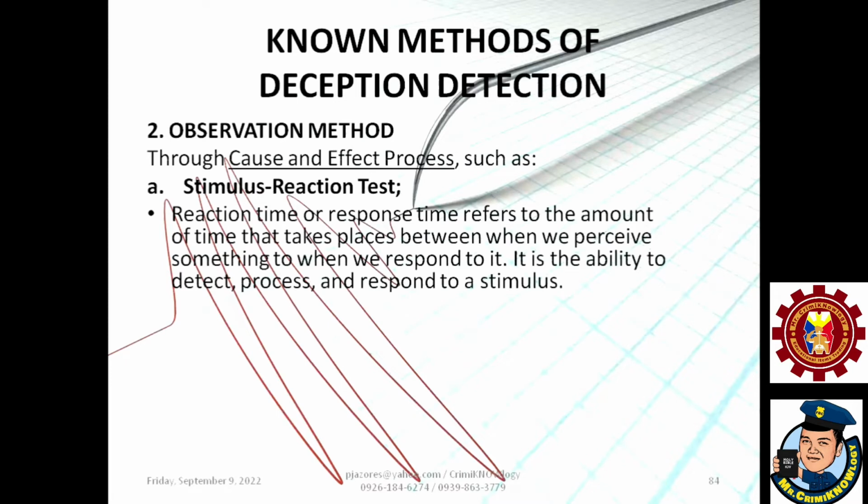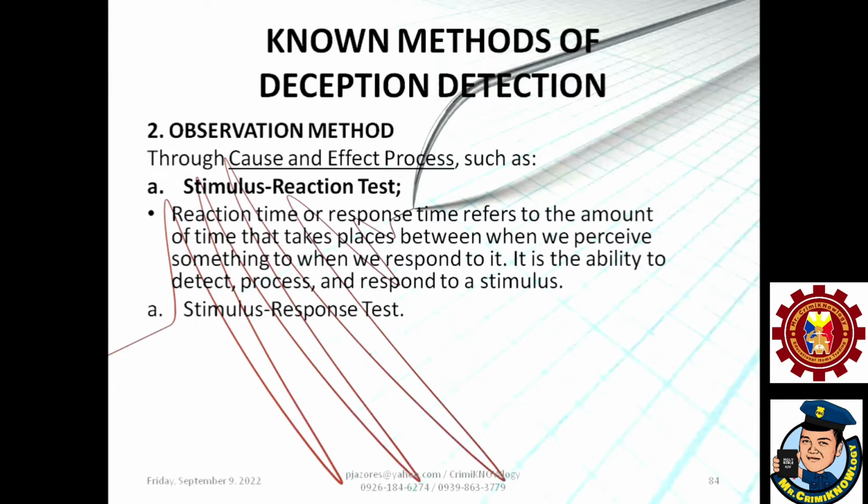Next, we will see through the cause and effect processes. We have the stimulus reaction test. Here, the reaction time or the response time refers to the amount of time that takes place between when we perceive something to when we respond to it. So if there are delays, it means the subject is thinking or making up some stories so that he can avoid answering the truth. It is the ability to detect, process, and respond to stimuli. So the response time matters in this portion.